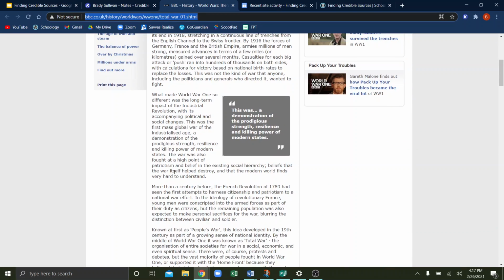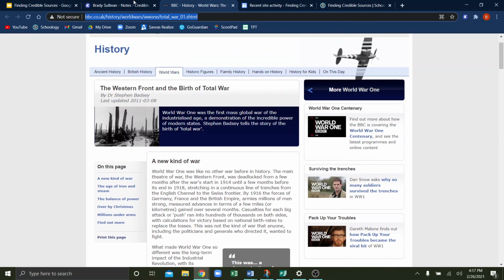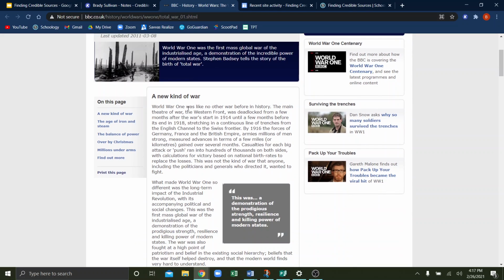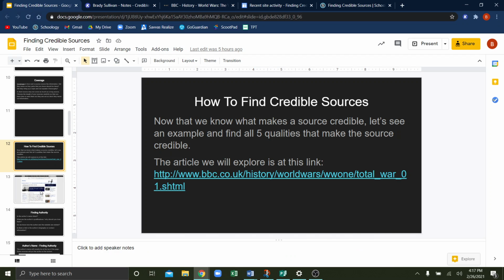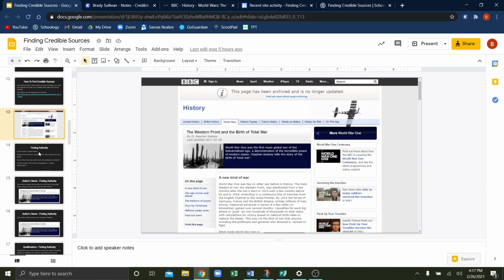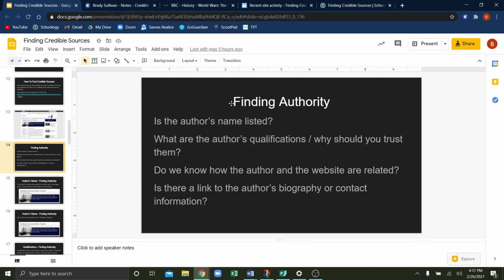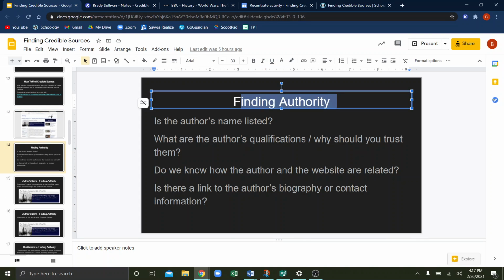You don't have time to read this. And it's about World War I. Who cares? So we're just not going to read it. But we are going to look through the page to see if we can find where certain information is at. Okay. So here's a picture of that. That's for when we're in class. Don't worry about it. First, finding authority.